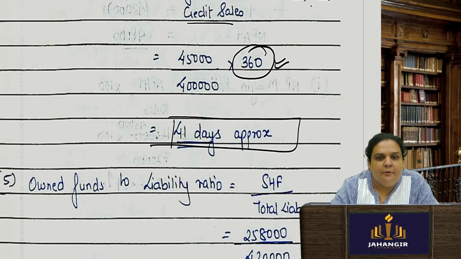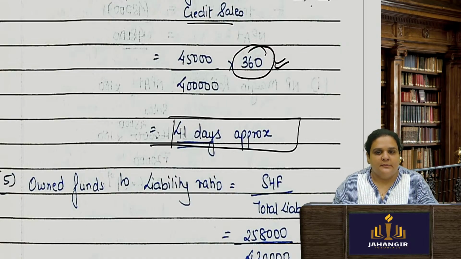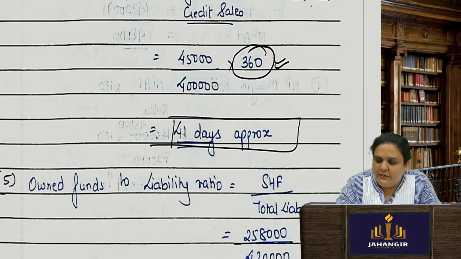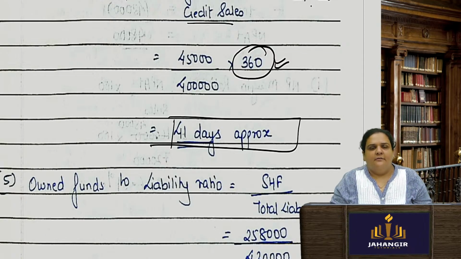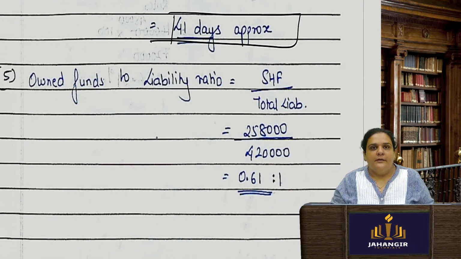You will get it in points, but you will have to write approximate. You have to write the proper number. It cannot be in fraction, days. So 45,000, divide that by 4 lakhs into 360. You will get 40.5. 41 days approximately. Round it up.